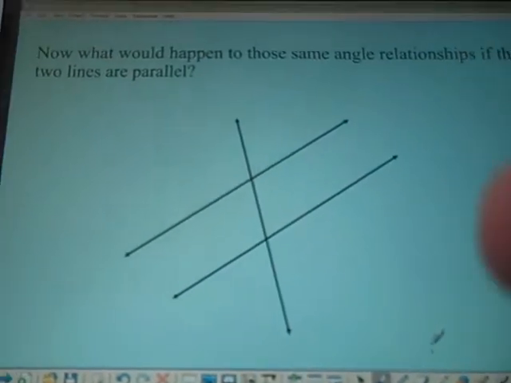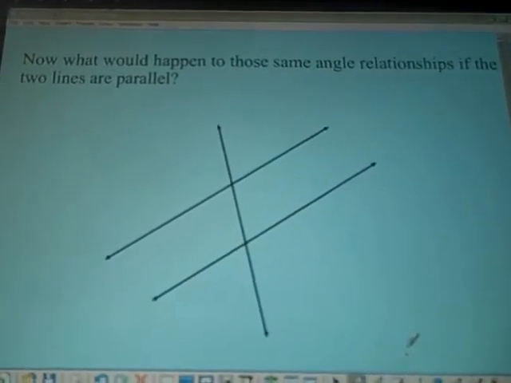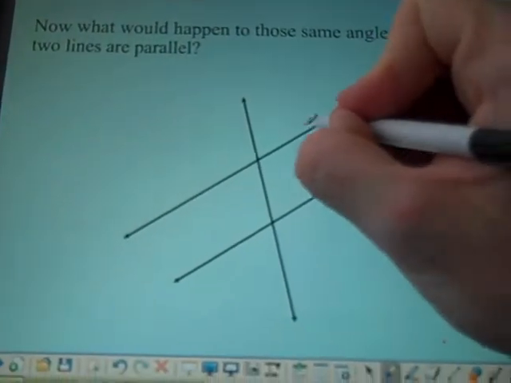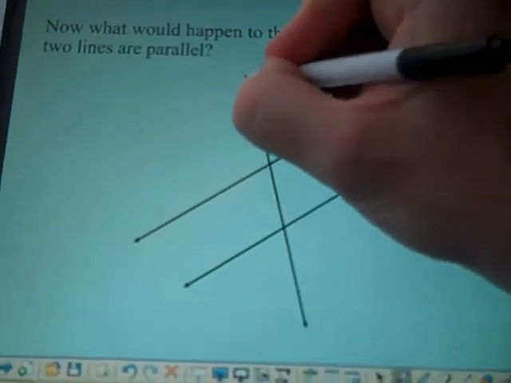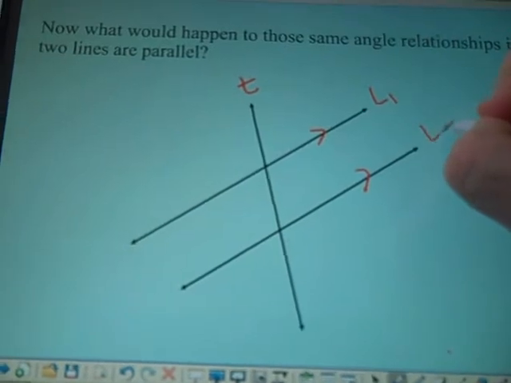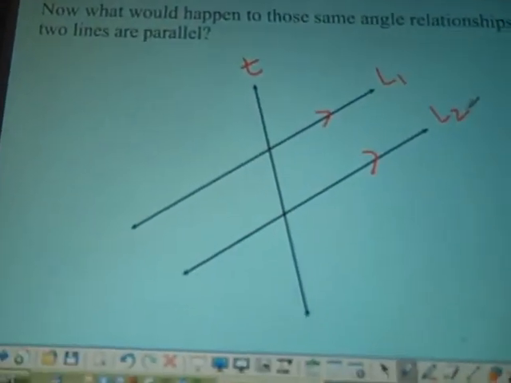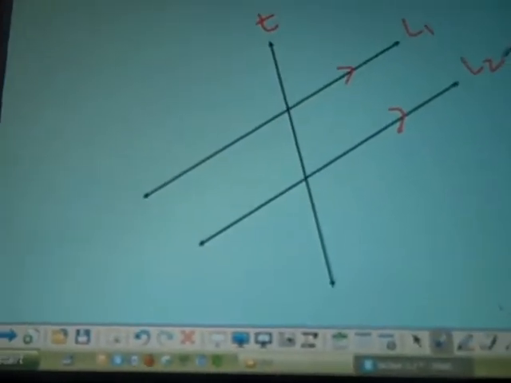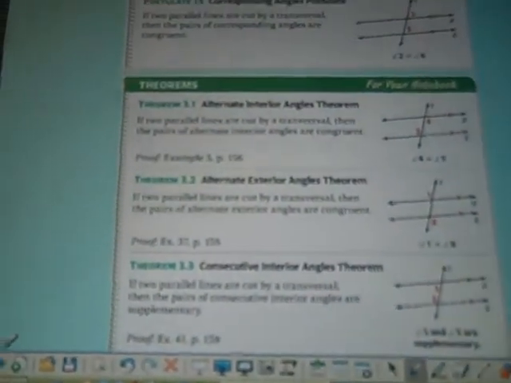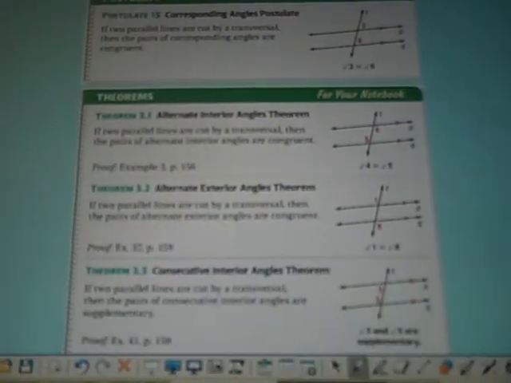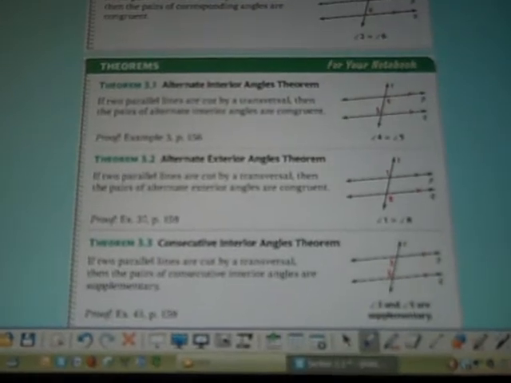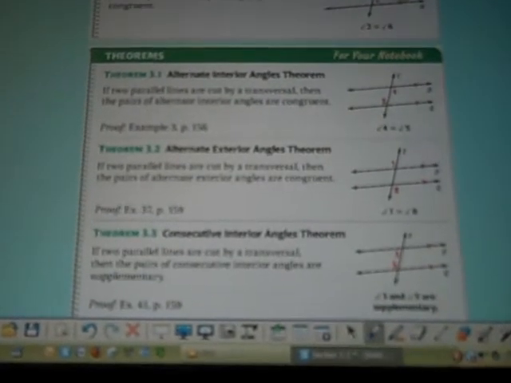Now my question is quite simply, what would happen to those same angle pair relationships if I told you that these lines were parallel? So line 1 and line 2 are parallel now. Okay, what changes about it? You're going to find some theorems and postulates. You've got postulate 15, theorem 3.1, 3.2, 3.3. You guys will have to look those up in your book. But let me talk a little bit about these.